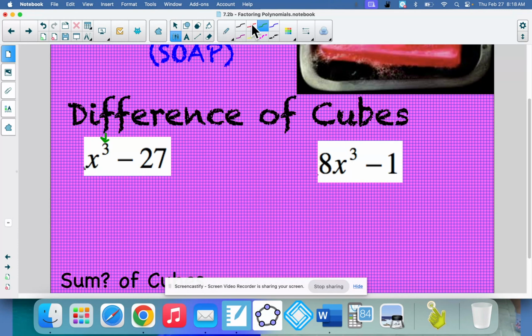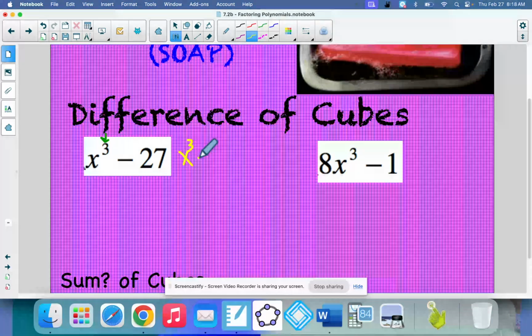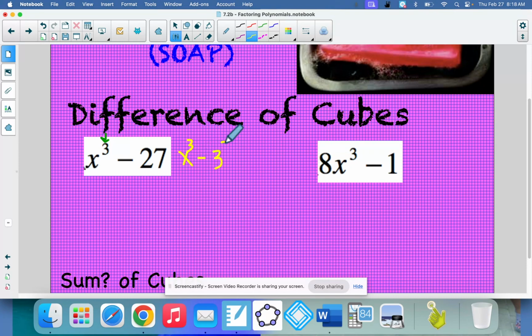So when you see a sum or a difference of cubes, you might be better off just writing it as x to the third minus 3 to the third, right? If this was 26 instead of 27, it wouldn't work. But if you think of it as x to the third minus 3 to the third, we are going to work with x and we are going to work with 3. And so a difference of cubes, or a sum of cubes, is always going to break into a linear binomial, and it's going to break into a quadratic trinomial that will be prime. It's not going to be factorable.